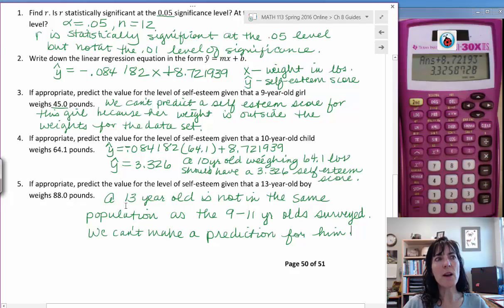A 13-year-old is not in the same population as the 9 to 11-year-olds surveyed. We can't make a prediction for him.